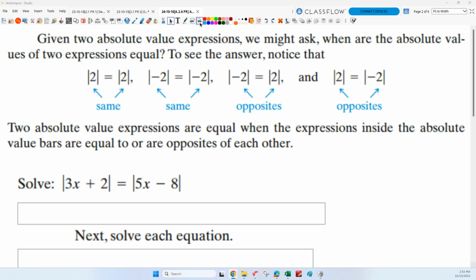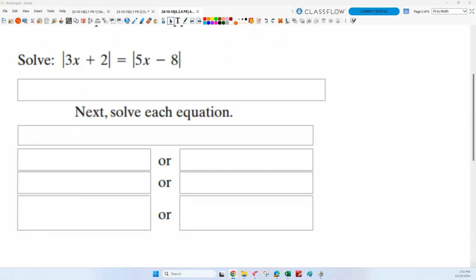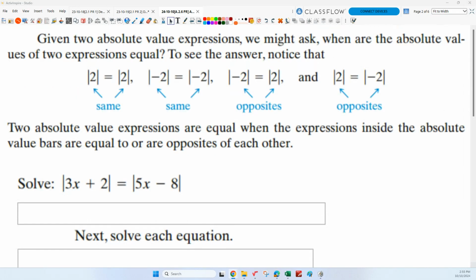So what happens if we have a problem like that? It's different. This time I've got an absolute value expression with variables in it on one side and an absolute value expression with variables on the other side. And the good news is we're going to use the same strategy we used before. And here's why we can.